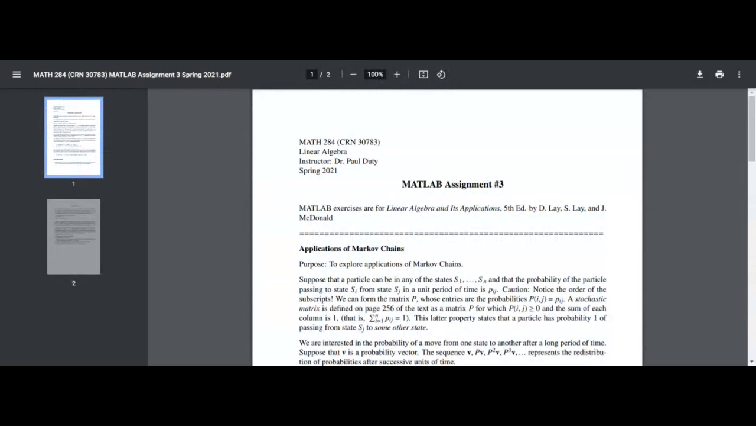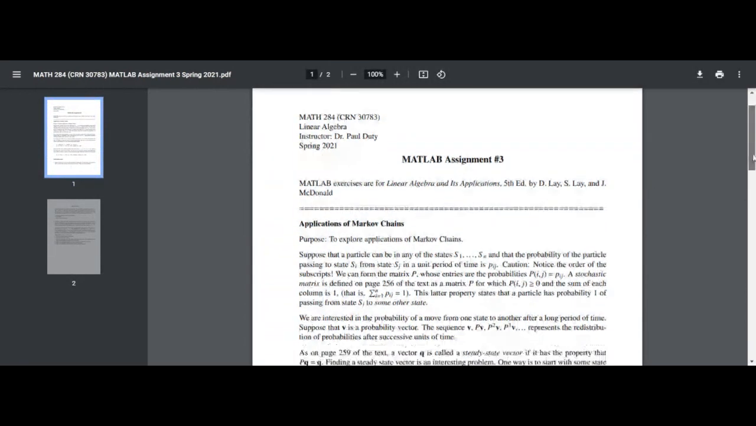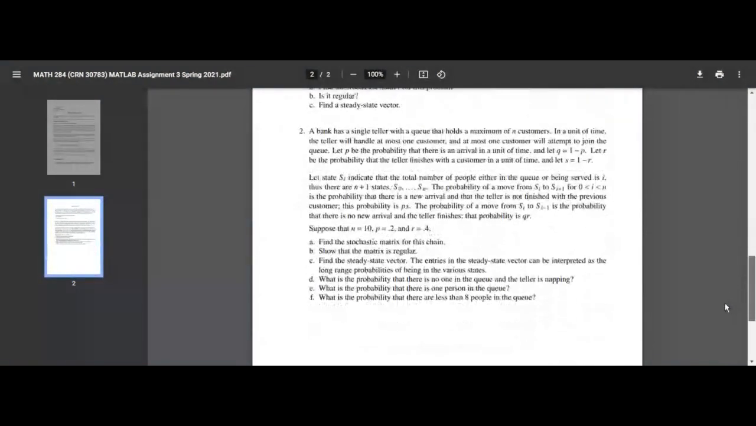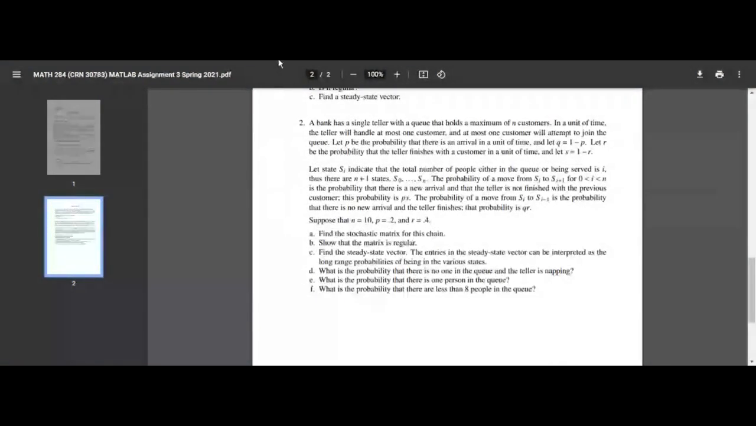Okay, and the second problem deals with a teller at a bank, and there's a queue of a maximum of n customers, and it gives you some information to help you compute the probability of the number of customers changing.